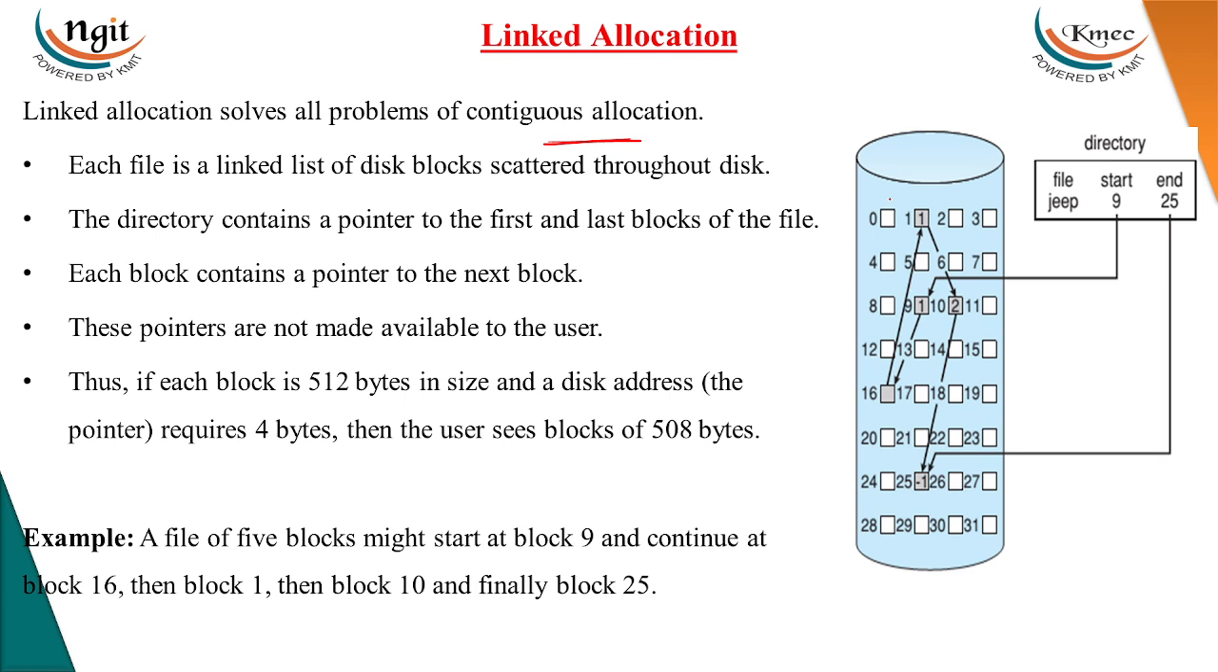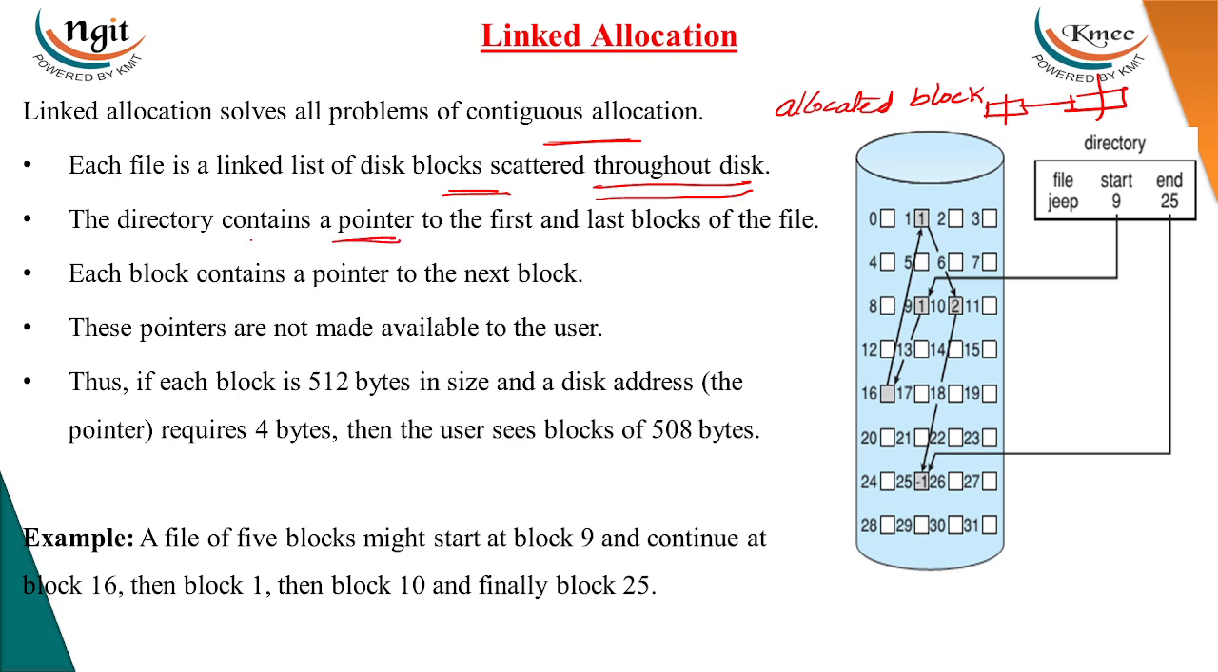Here in linked allocation, the file is a linked list of blocks. These blocks are scattered throughout the disk. There will be some free blocks, and all the free blocks will be maintained by the free space manager. The blocks allocated to the file will be pointed to one after another using a linked list, so we use the concept of pointers here.